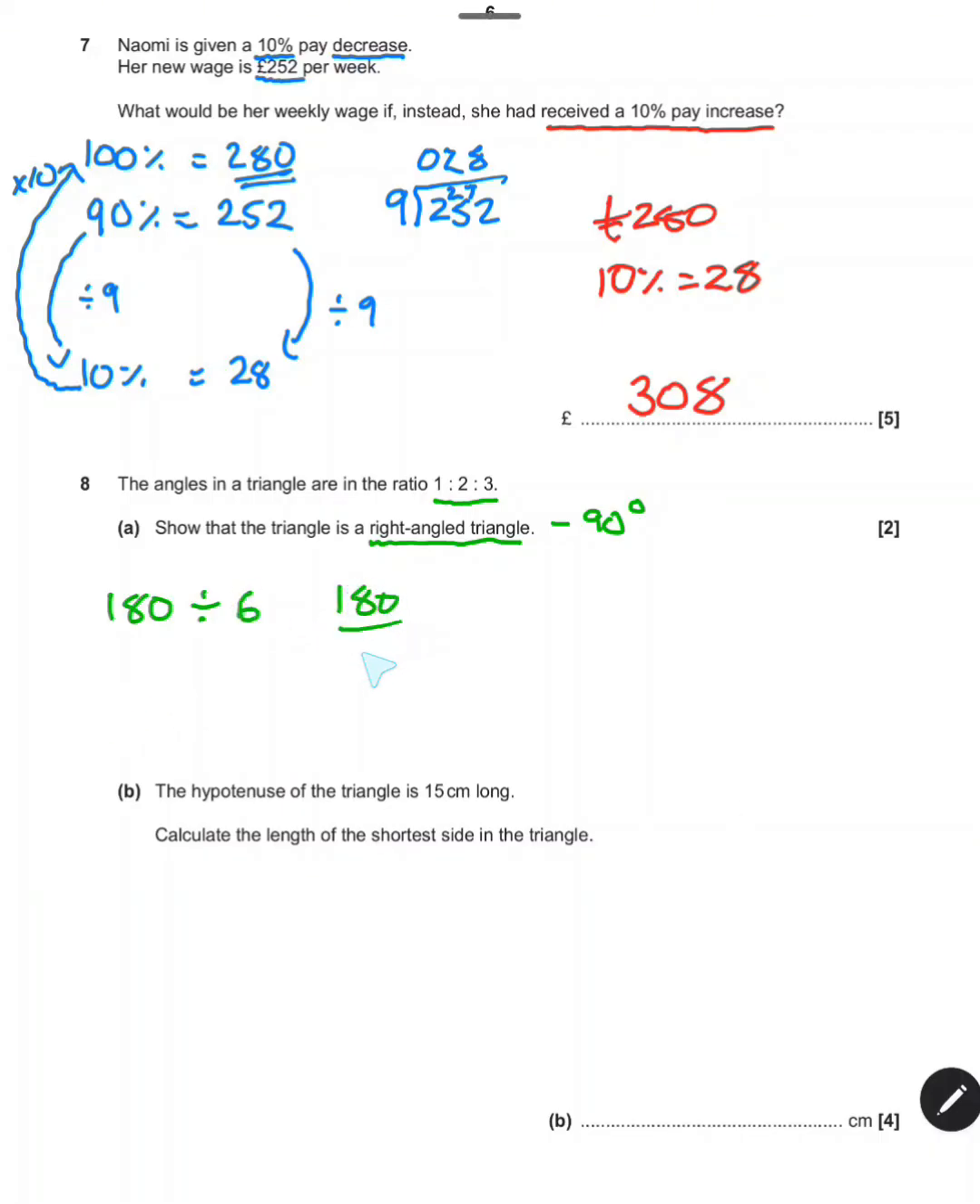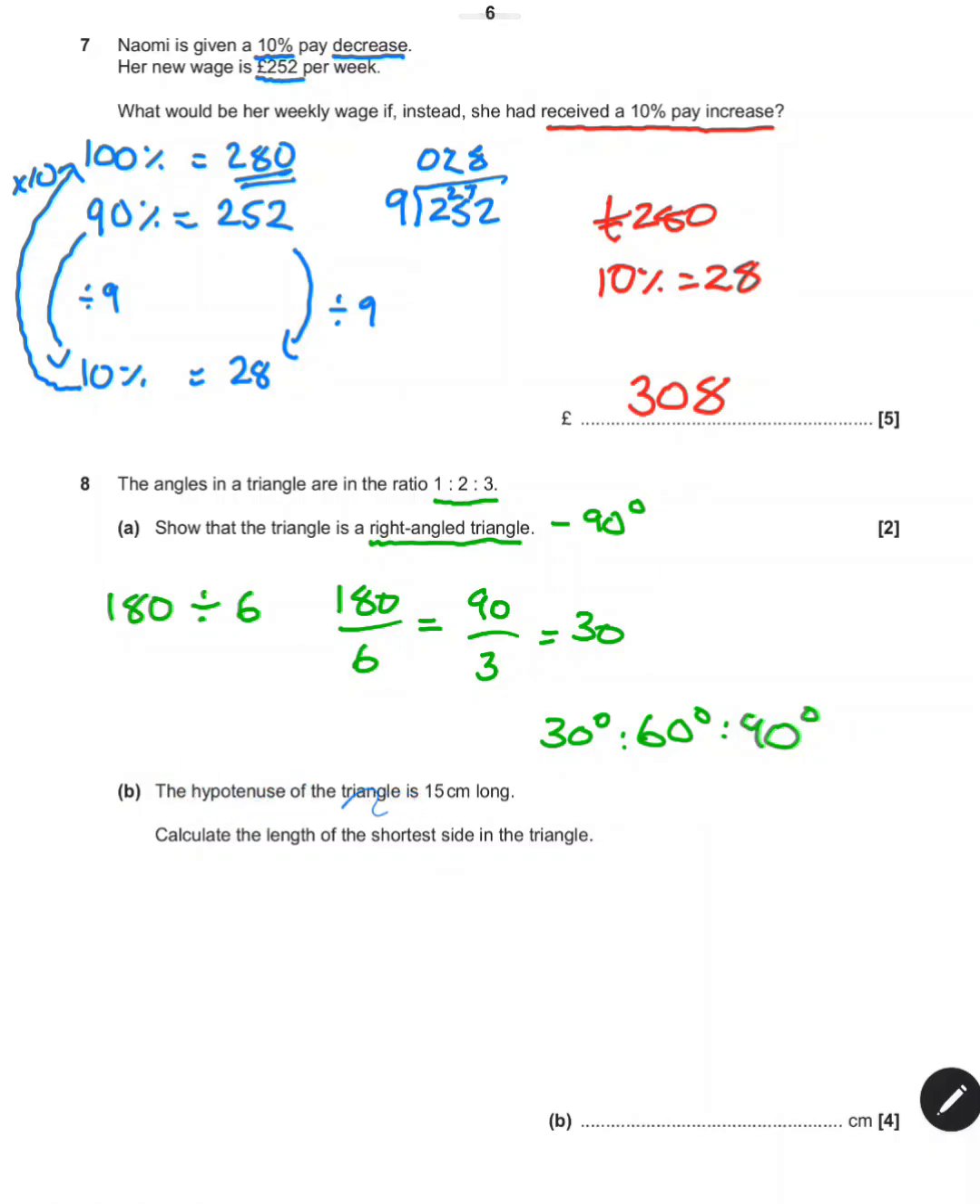Set that out as a fraction, because then I can just start halving top and bottom. I've got 90 over 3. I can quickly do that. 90 over 3 is 30. Each part of this ratio is worth 30. So this one part will be 30 degrees. These 2 parts will be 2 lots of 30, which is 60 degrees. And 3 parts of 30 is your 90 degree angle.